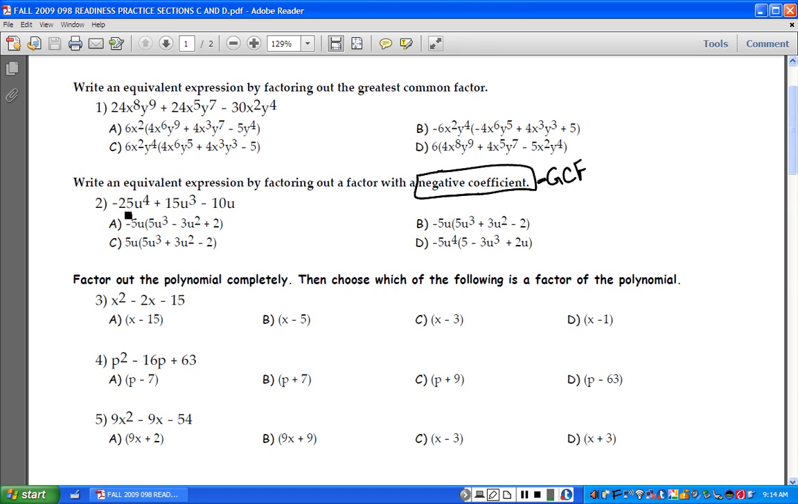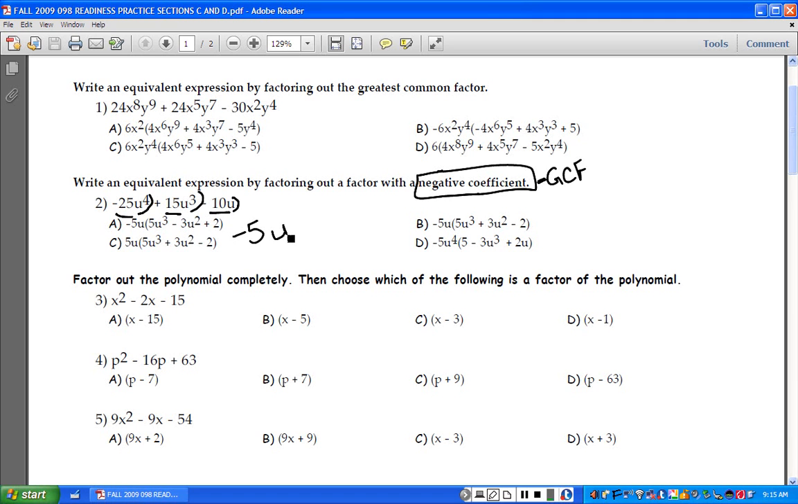Okay, so first, again, we look at the coefficients. So that's the negative 25, the positive 15, and the negative 10. And we figure what's the greatest number that goes into negative 25, 15, and negative 10, greatest common factor. And in this case, it would be a negative 5. Negative 5 goes into each of those coefficients. And then we look at the variable. Well, our variable in this case is u, and each term has a u. You have a u right there, right there, and right there.